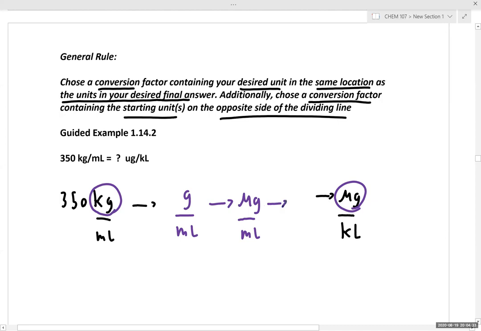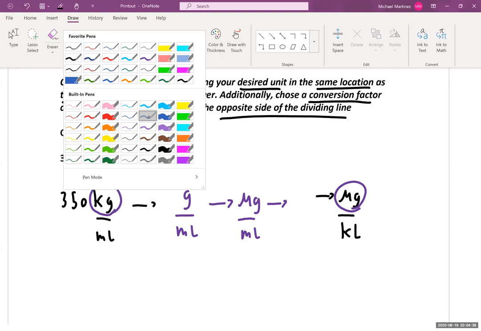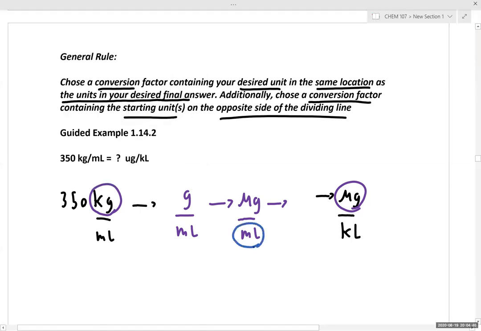Okay. Now for the next conversion, the next prefix unit, I'm starting with units of milliliter. I want to get to units of kiloliter. So what stepping stone do I need to go through? Liter. So I have units of microgram per liter. We'll fill in the exact numbers momentarily.